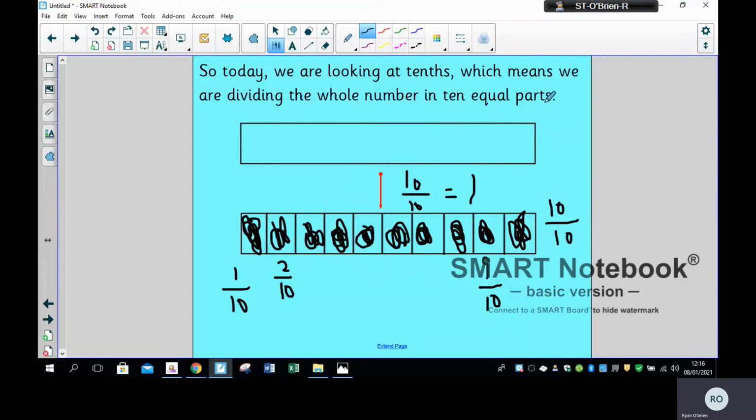Okay, so if I have 3 out of 3, for example, that still equals 1, because if the cake was split into 3 equal parts and I've eaten all 3 pieces, I've eaten 1 whole cake.